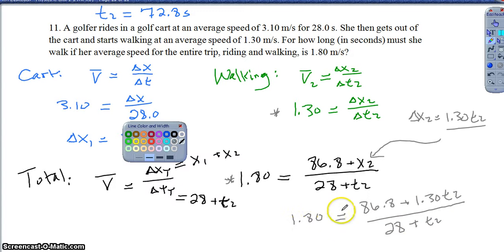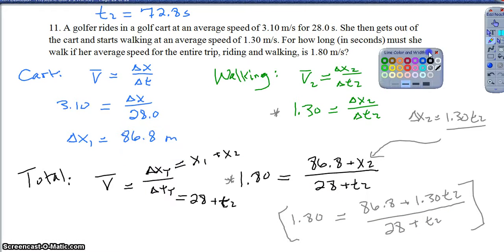And at this point it is a single equation with a single variable. Now yes, we do have two different variables expressed here, but once you multiply both sides by 28 plus t2, distribute the 1.8 to both of those, then get your t2s on the same side. It's a relatively simple algebraic expression to solve. We don't even need to do the quadratic equation for this one. So in any case, I'll leave the algebra to you. If you do have trouble with the algebra, just come find me. But again, just multiply both sides by the denominator, and you should get t2 equals 72.8.